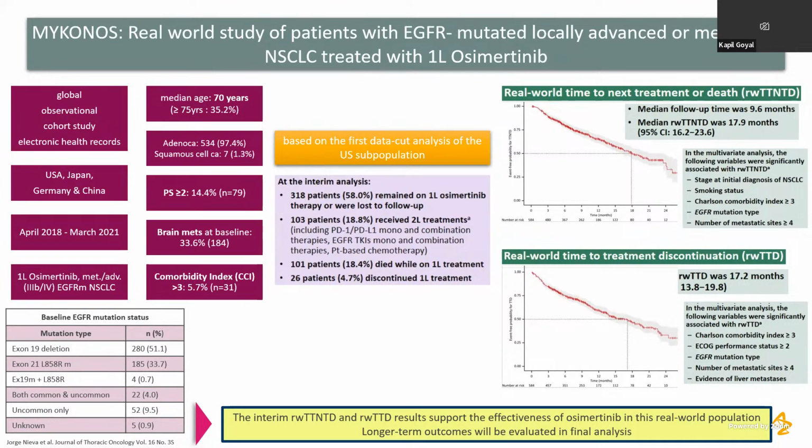Here also, 51% of the patient had exon 19 deletion, while only 1/3 of patients had exon 21 L858R mutation. Interesting. So based on first data cut analysis of the US subpopulation, we see that 58% of the patient remained on first-line osimertinib therapy or were lost to follow-up. And 18.8% of patients received any second line of treatment, including immunotherapy or combination therapies, and 18.4% of patients have died on the first-line treatment itself. The median time to next treatment or death was 17.9 months, while median time to treatment discontinuation was 17.2 months, which is fairly similar to what was seen in the FLORA trial.